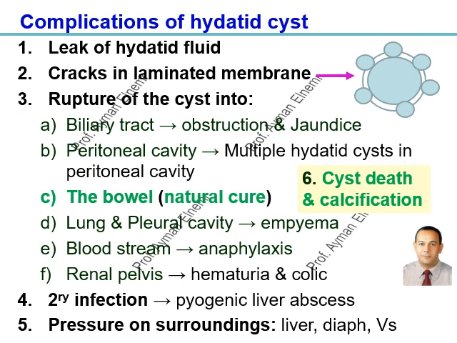Ruptured into the bloodstream, leading to fatal anaphylactic shock. Rupture in the renal pelvis, leading to hematuria and colic. Secondary infection leading to pyogenic liver abscess. Pressure on the surroundings like the liver, diaphragm, and vessels. Calcification and death of the cyst, and this is the natural cure and requires no treatment.